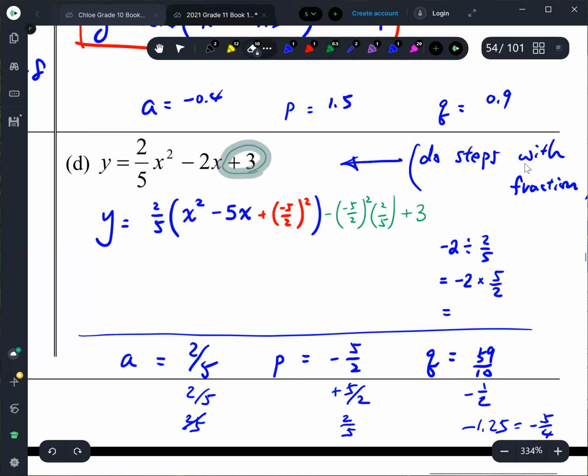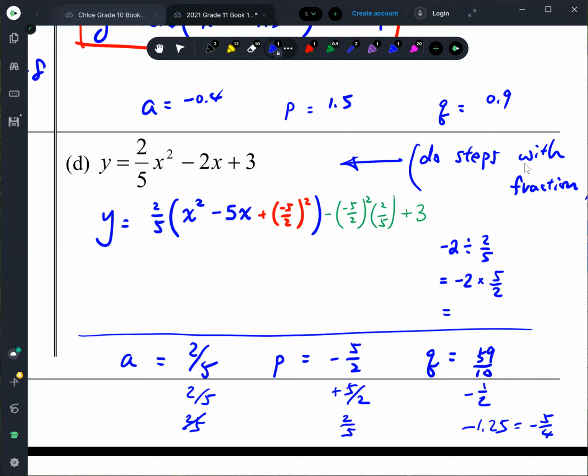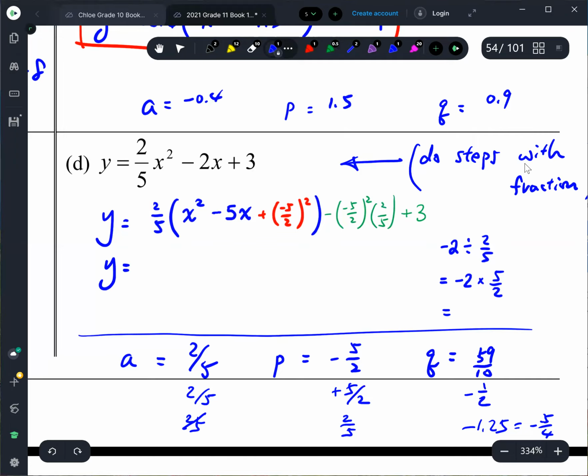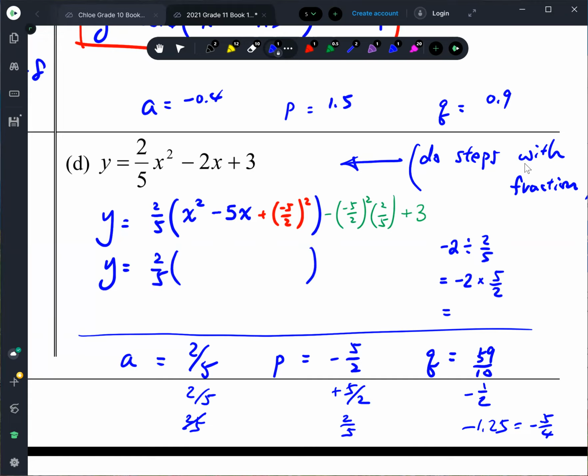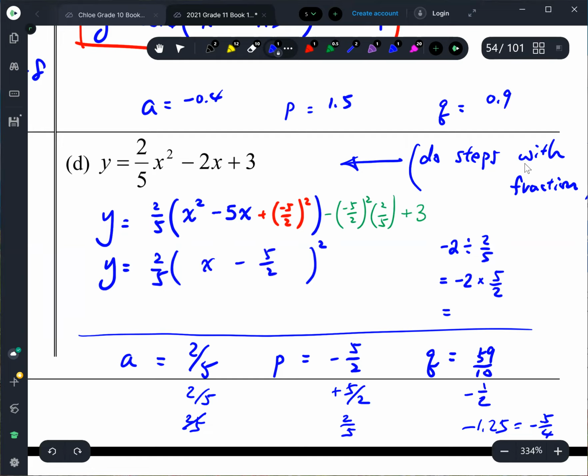Okay. Now we need to write out the standard form, okay? So y equals 2/5. What goes inside the bracket? 2/5 bracket, and then x minus 5/2 bracket squared. Yeah, okay. Now the green part is the part where everyone has trouble, okay?